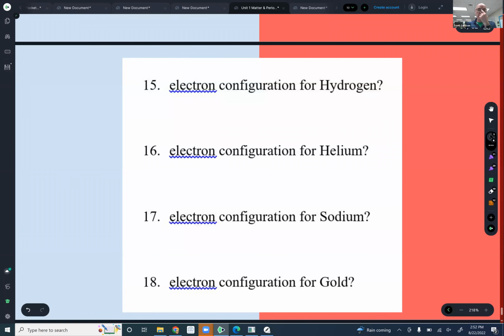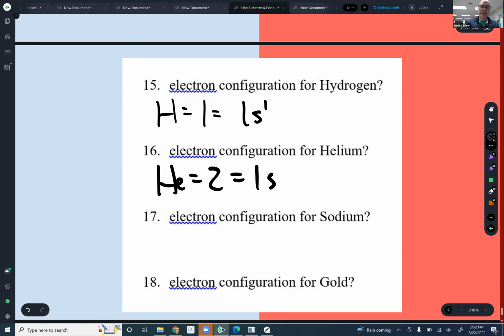All right, so let's do a little practice here. Hydrogen, element number 1, is 1s1. Helium, element number 2, is 1s2.